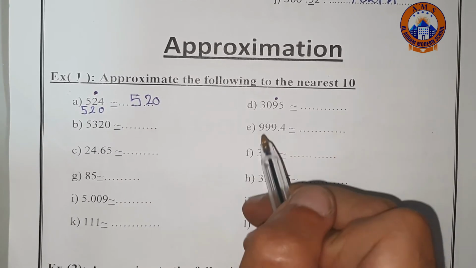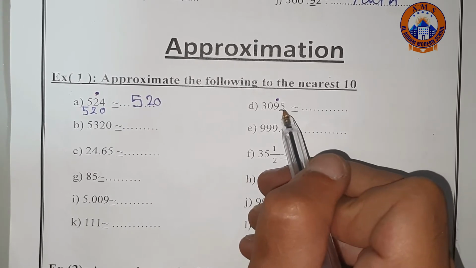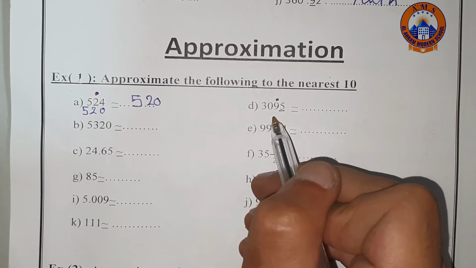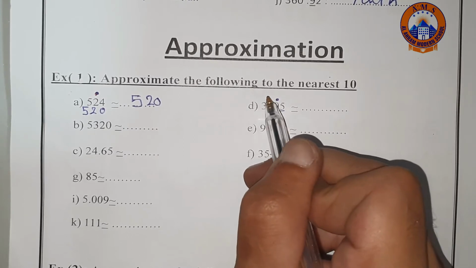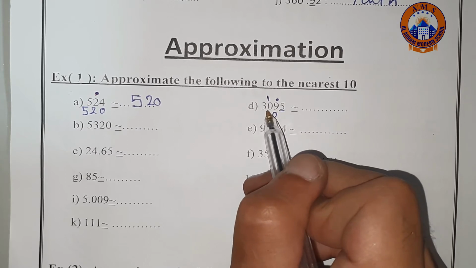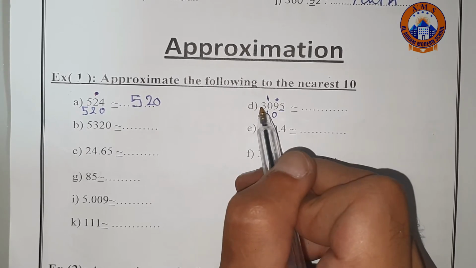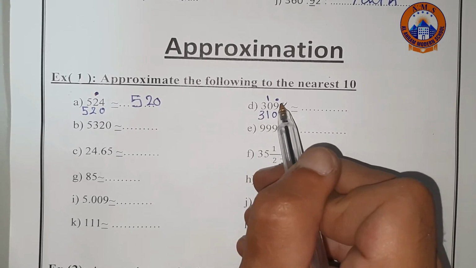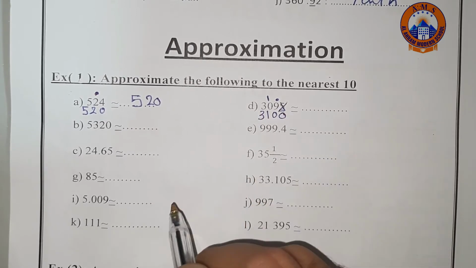The 10 digit is 9, and 5 is a big number, so this 9 will become 10. So it's 0 and carry up 1. 1 and 0 is 1, and 3, and the 5 who helped us becomes 0.